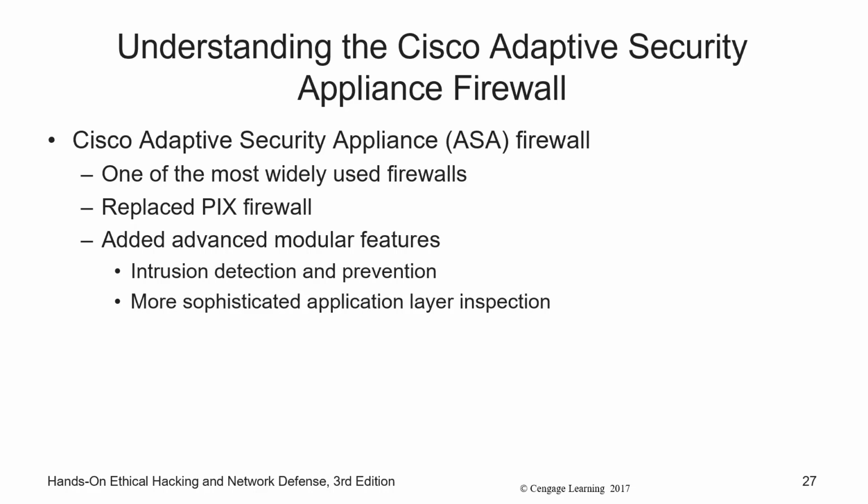So the Cisco Adaptive Security Appliance, or the ASA firewall, it's very widely used. I've used it at a number of organizations. It replaced the PIXes from Cisco, and it added a bunch of features, IDS and IPS, and application layer inspection as well.